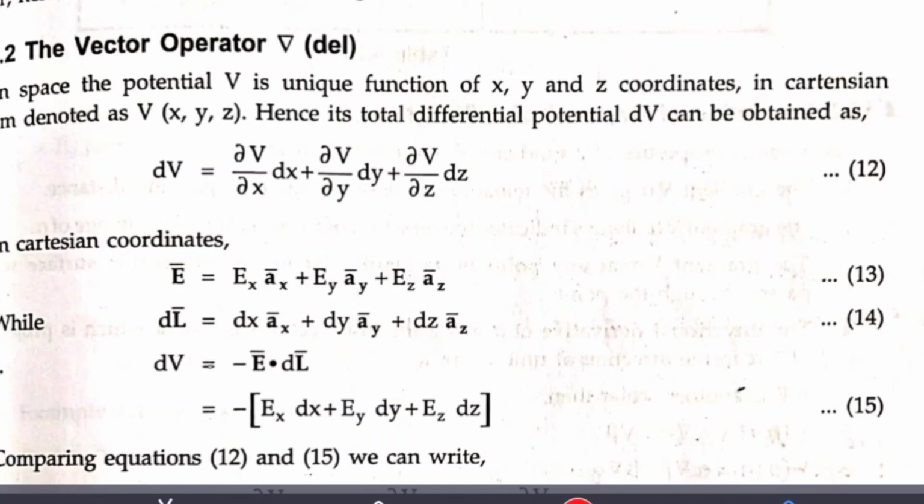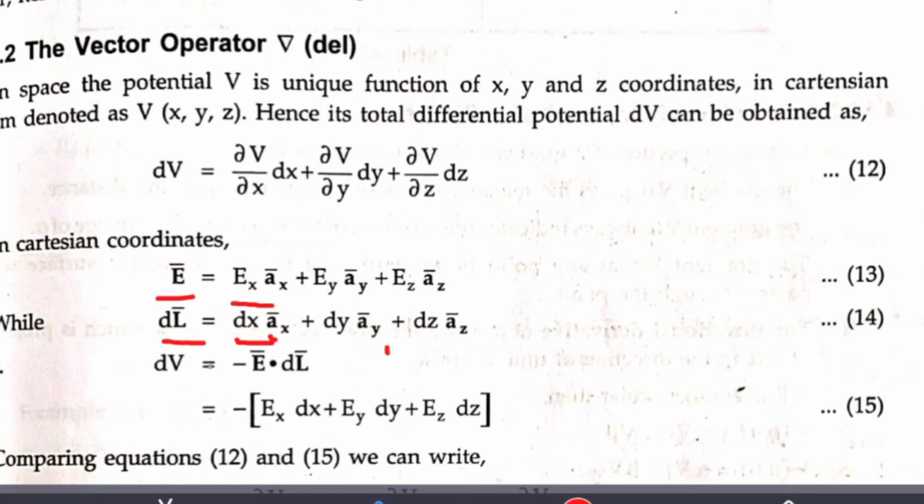In Cartesian coordinates, what is E bar? E bar can be described as Ex ax plus Ey ay plus Ez az. Similarly, del can be described in Cartesian coordinates as dou by dou x ax plus dou by dou y ay plus dou by dou z az. That is, dV equal to minus E dot dl, from the potential gradient, equal to minus Ex dx plus Ey dy plus Ez dz, since ax dot ax equal to 1.